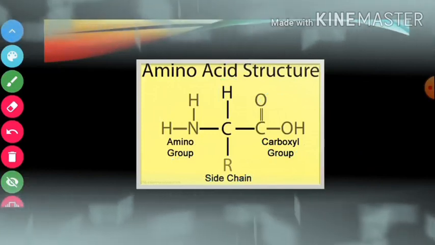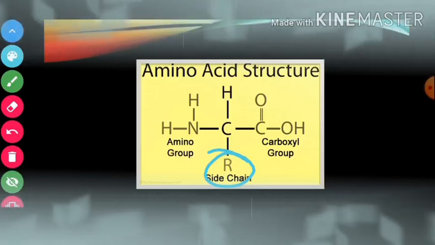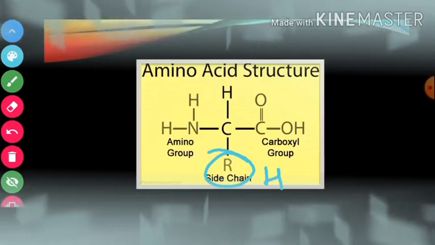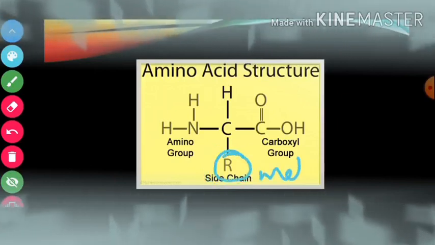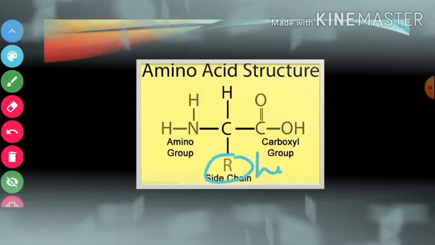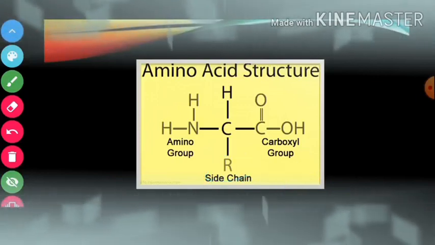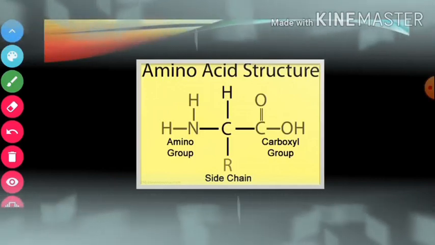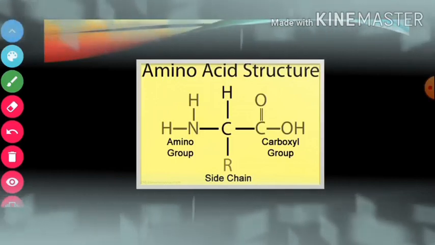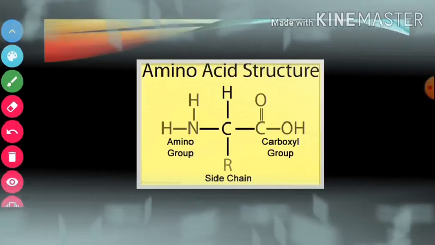Depending upon the nature of R, there are 20 amino acids that occur in a protein. Like children, if R is hydrogen, तो ये क्या बना, glycine. If R is the methyl group, तो क्या बना, alanine. If R is the hydroxyl methyl group, तो क्या बना, serine. So the nature of the R group decides the amino acid, and depending upon that, 20 amino acids are there.